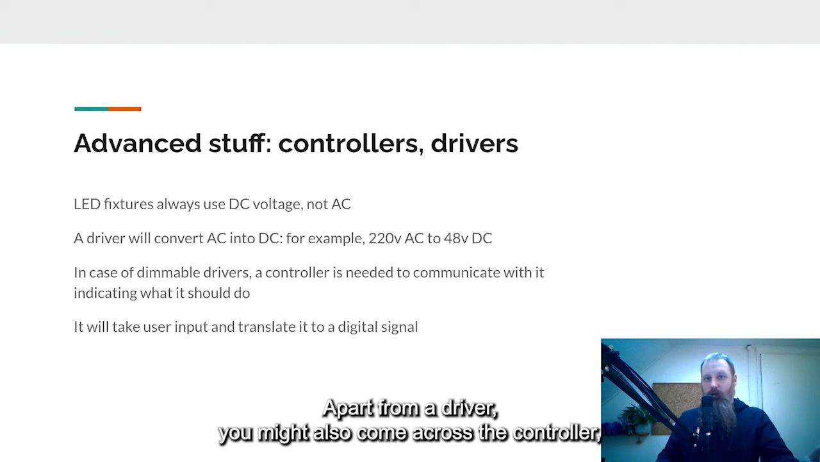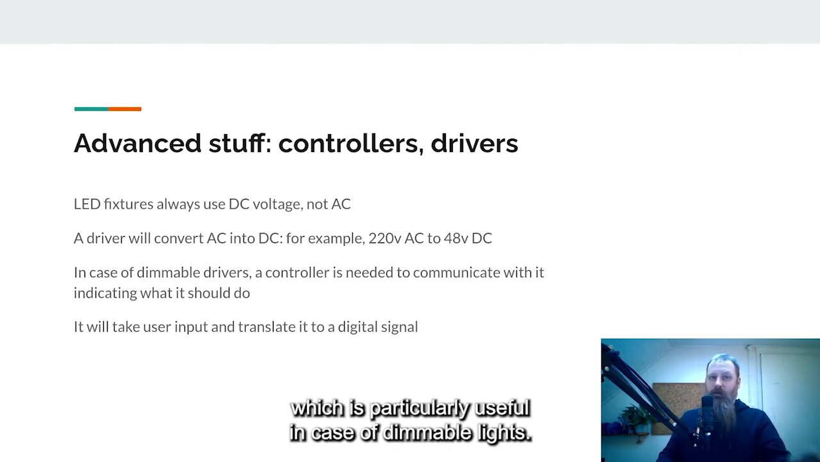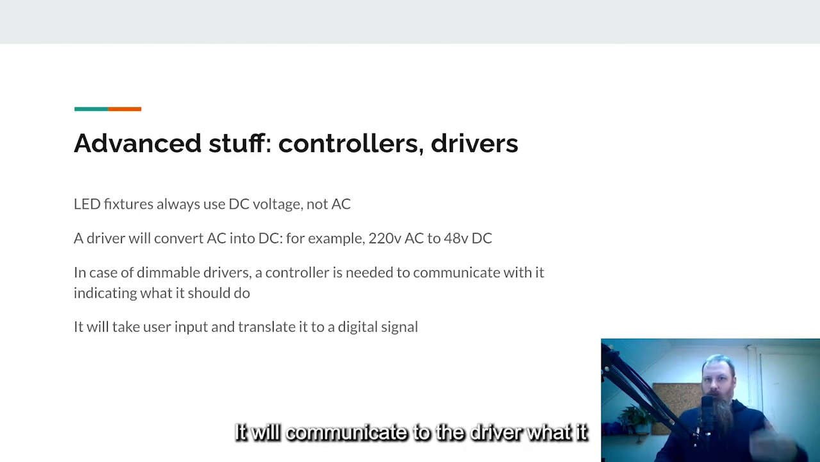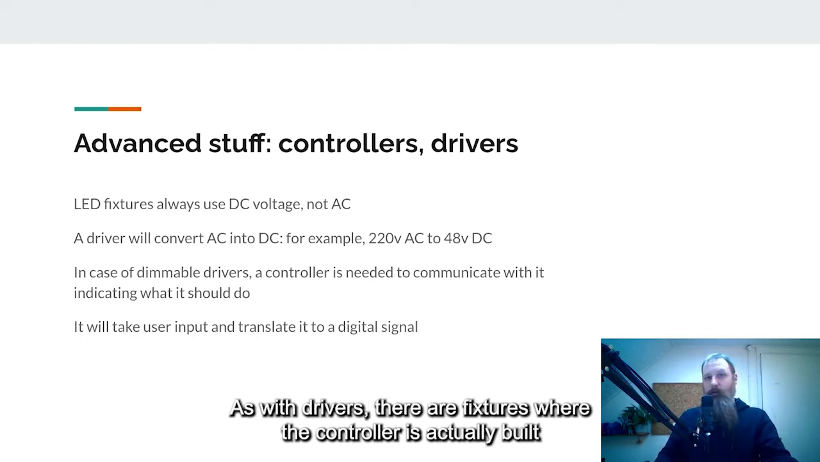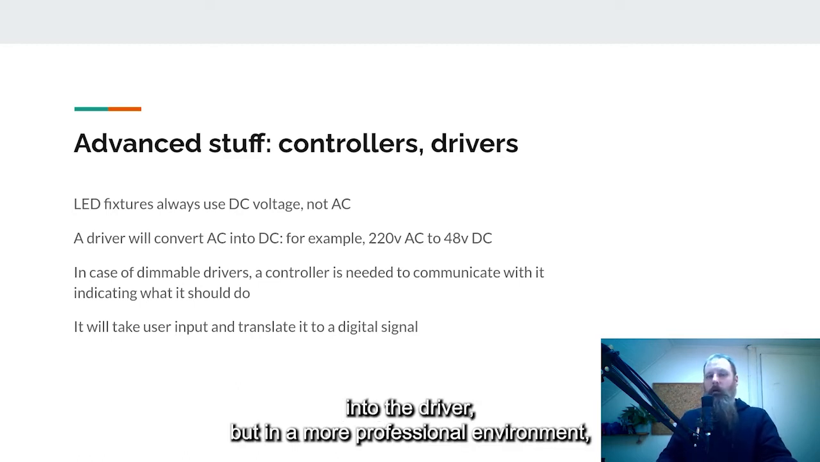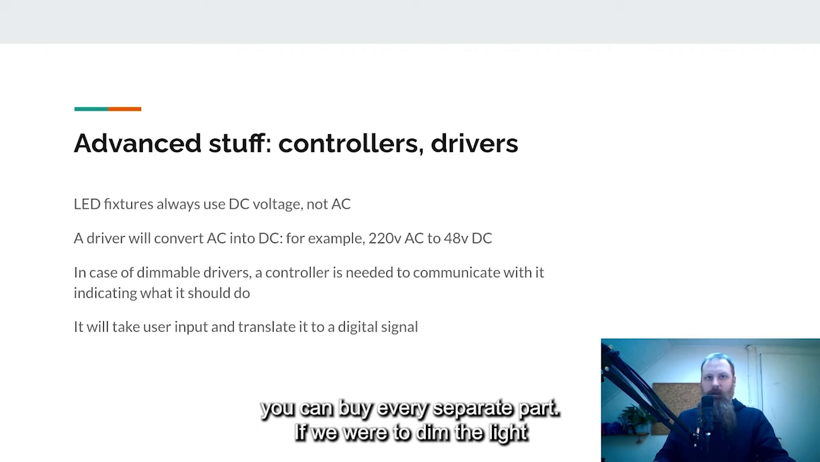Apart from a driver, you might also come across the controller, which is particularly useful in case of dimmable lights. It will communicate to the driver what it should do, as it can translate user input into a digital signal. As with drivers, there are fixtures where the controller is actually built into the driver, but in a more professional environment you can buy every separate part.